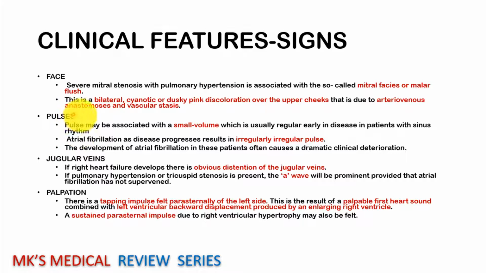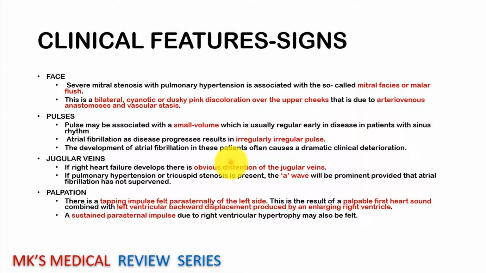And of course, you may have a characteristic type of pulse. Sometimes the pulse may be of small volume, which may be regular early in the disease, if the patient is in sinus rhythm. But if the patient develops atrial fibrillation, then you get an irregular pulse. So whenever you get an irregular pulse, this patient has an arrhythmia. This patient has atrial fibrillation. The development of atrial fibrillation in this patient means that the patient is deteriorating clinically.